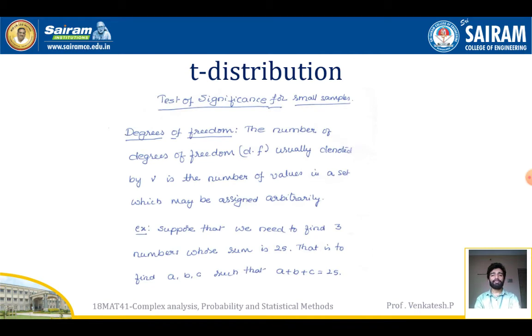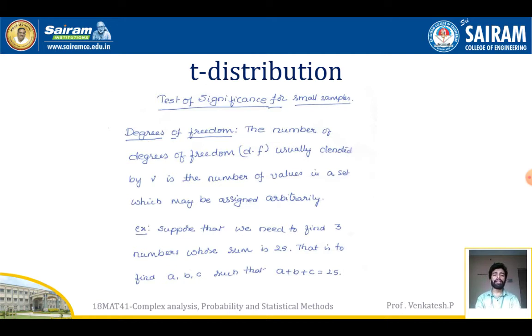First we will see what is meant by Student's t distribution, or we can call it the t distribution also. The test of significance for small samples. The first concept in the Student's t distribution is the degree of freedom. The degree of freedom, or we can denote it as d.f., is usually denoted by small v, is the number of values in a set which may be assigned arbitrarily. Example, suppose that we need to find three numbers whose sum is 25.